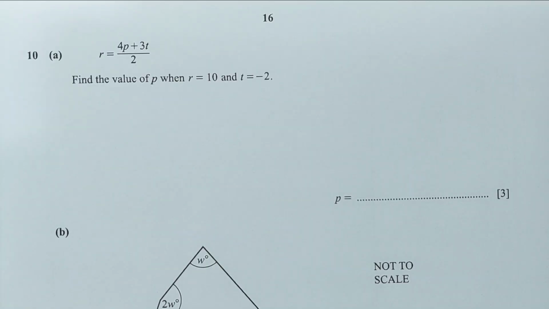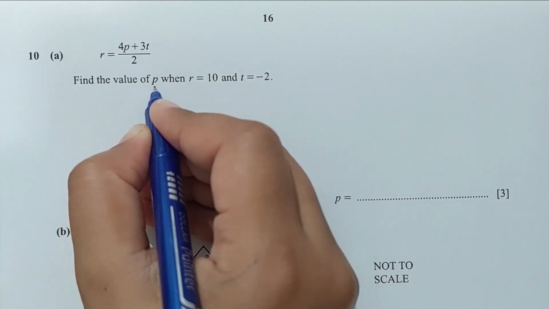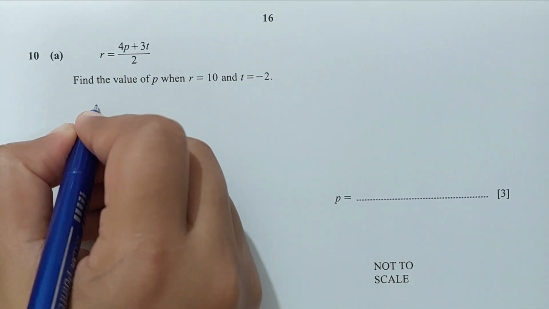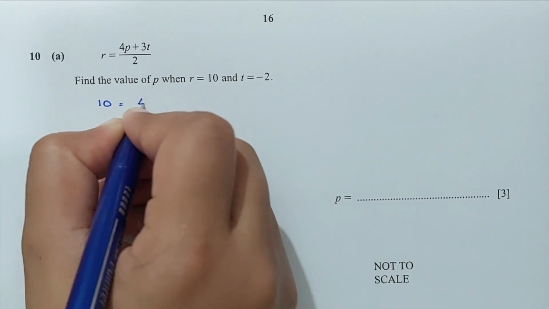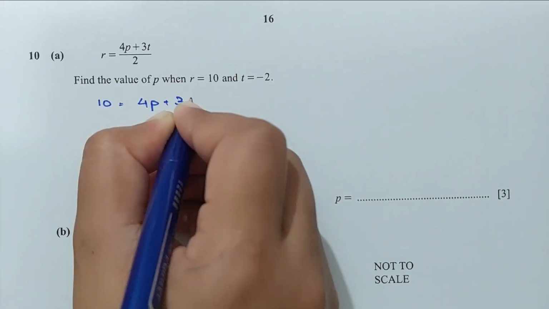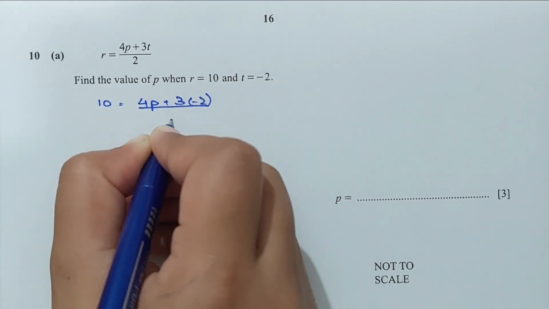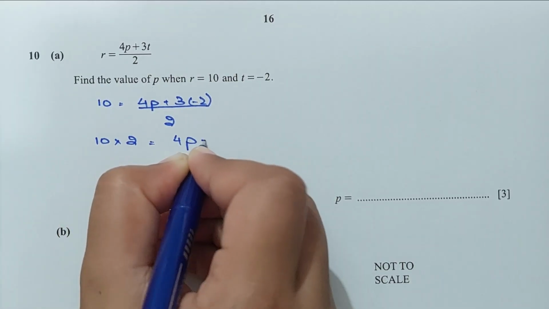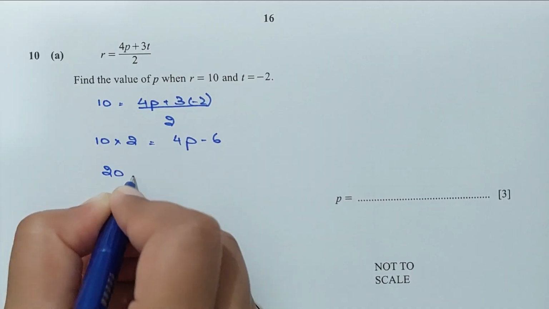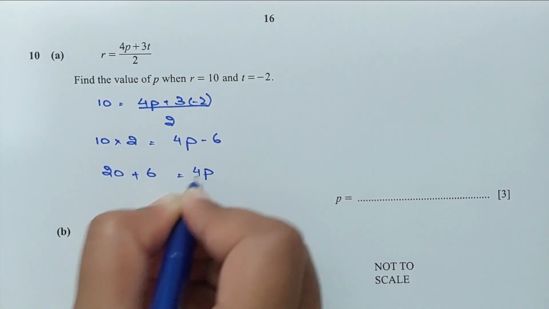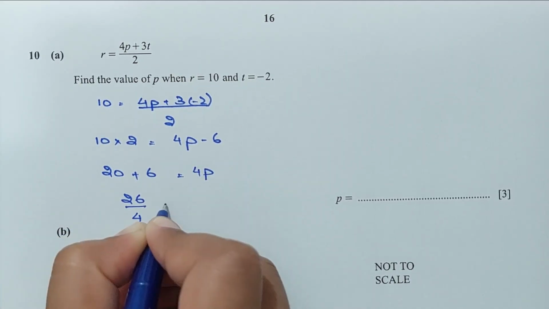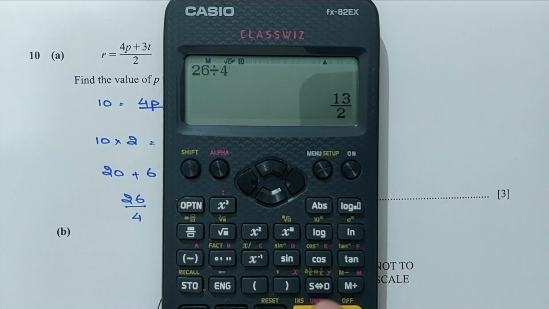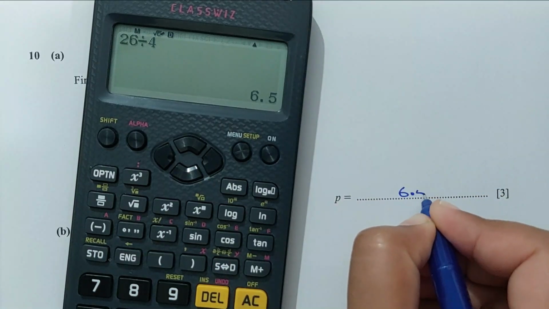Question number 10 part A, we have r. Find the value of p when r is 10 and t is negative 2. So r is 10, we have to solve for p plus 3 and t is negative 2 divided by 2. So cross multiplication, 10 times 2 equals 4p minus 6. 20 plus 6 equals 4p. So 26 divided by 4 equals p. 26 by 4 is 6.5. P value is 6.5.